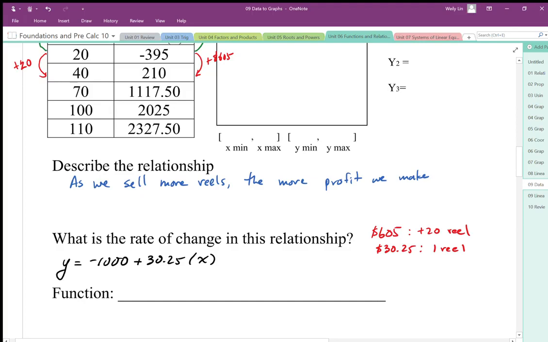So there's my function. My profit as a function of reals, instead of f of x, I'm going to use p for profit, r for reals. It's going to be 30.25 times the number of reals, and I start off with a debt of $1,000. So there's my function.